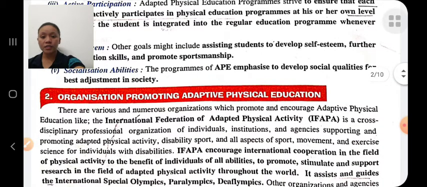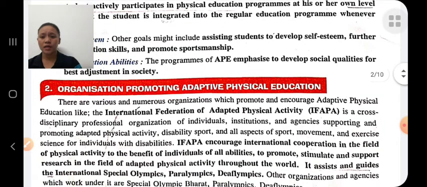Next is organizations promoting adaptive physical education. There are various organizations which promote and encourage the adaptive physical education program, like the International Federation of Adaptive Physical Activity, Paralympic Games, Deaf Olympics, Special Olympics International, counselors, special educators, etc. These are some organizations which promote adaptive physical education.